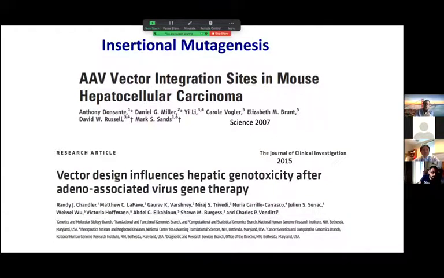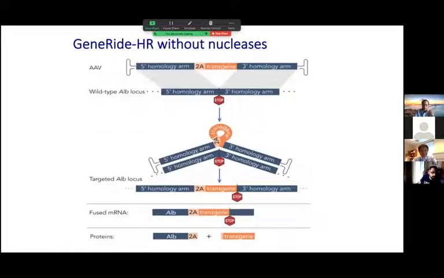Now, as I mentioned, AAV can integrate, and if it integrates in the wrong place, you can get hepatocellular carcinoma. This has been well studied now in neonatal mice. Whether or not this is going to occur in humans is unknown, but it's something to keep in mind.